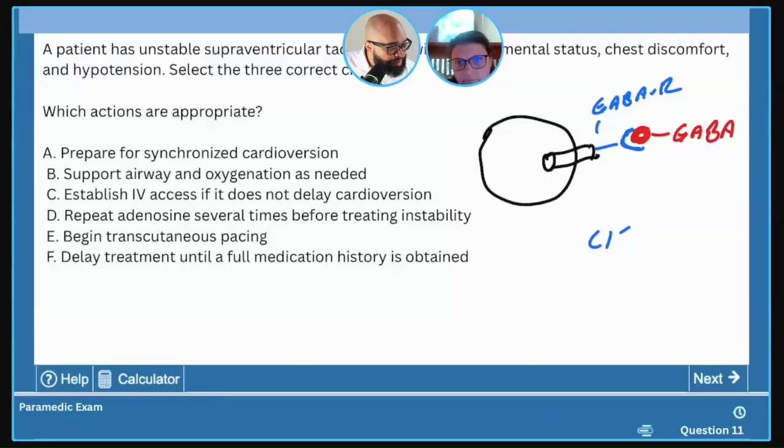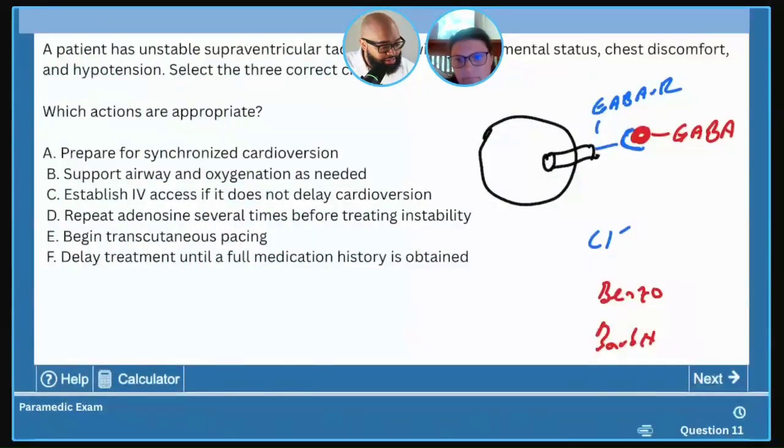So we have two ways that we can activate this GABA receptor on this chloride channel. One of them is with a benzo. The other is with a barbiturate. They both activate the same thing. It's just they do it in different ways. The benzos increase the frequency of the channel opening, and the barbiturates increase the duration of the channel opening. Okay? Does that make a little more sense?